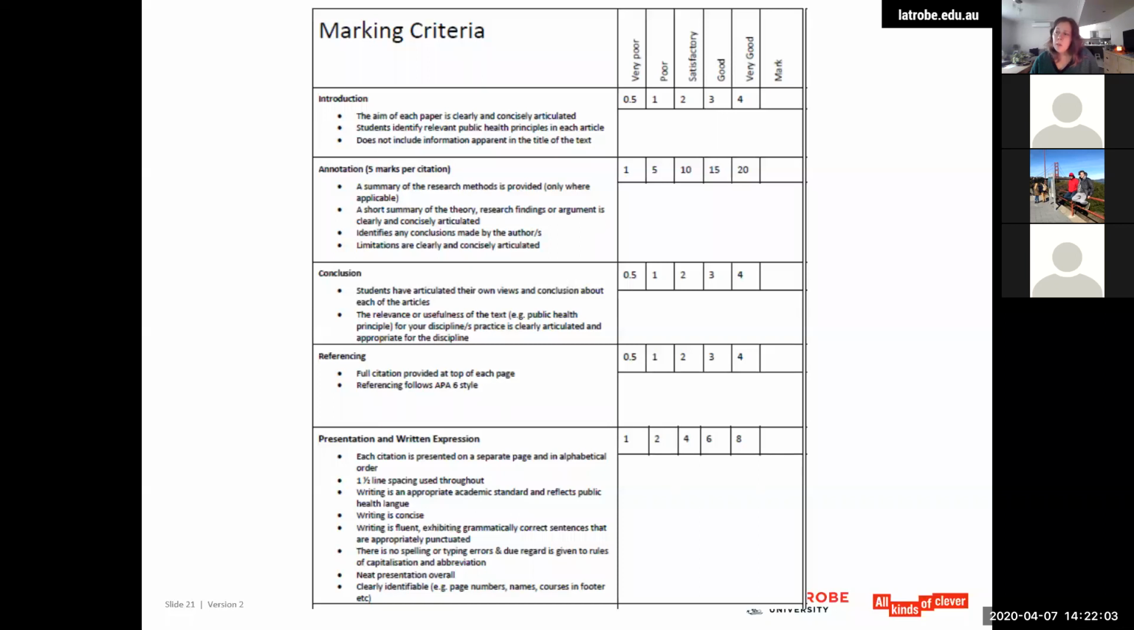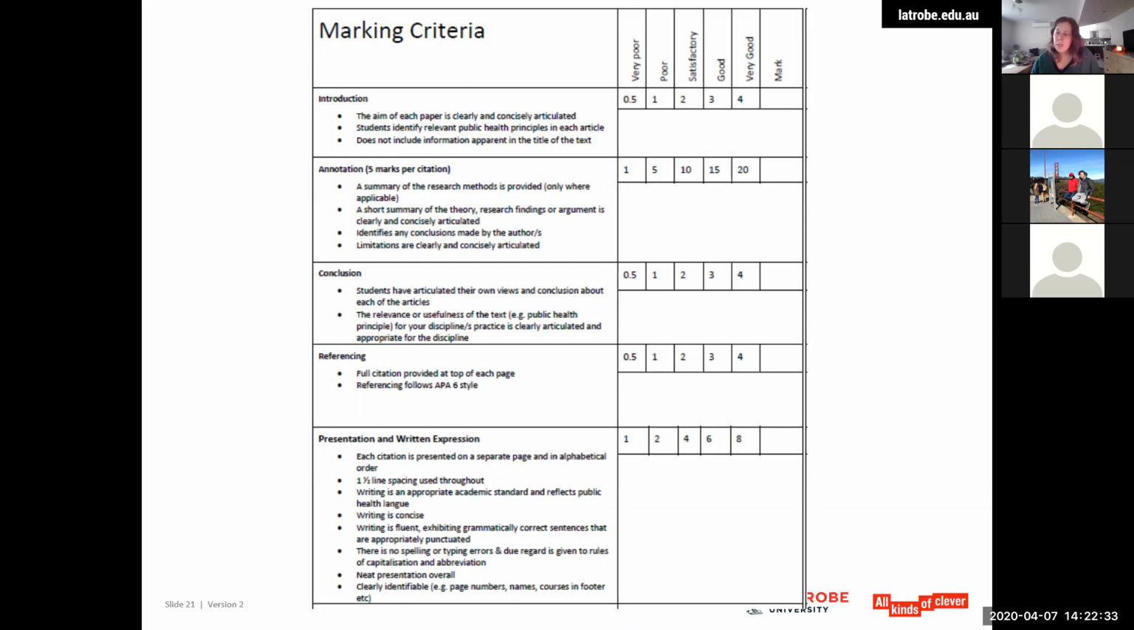And then a conclusion, so we want to see that you have articulated your own views and conclusions about the articles, and some links to the relevance or the usefulness of the text in relation to your discipline. There's marks there for referencing, so having that full citation at the top of the page, and then that referencing follows the APA 6 style. And a few marks there for the presentation and the written expression as well.